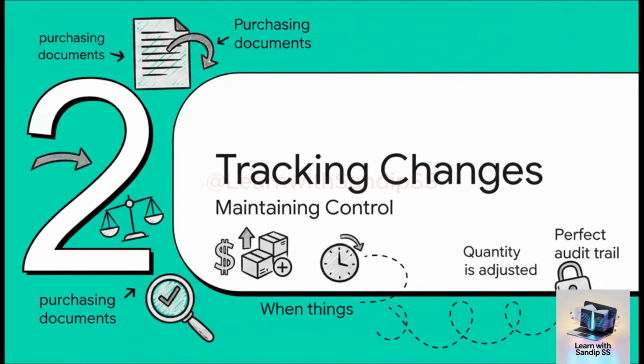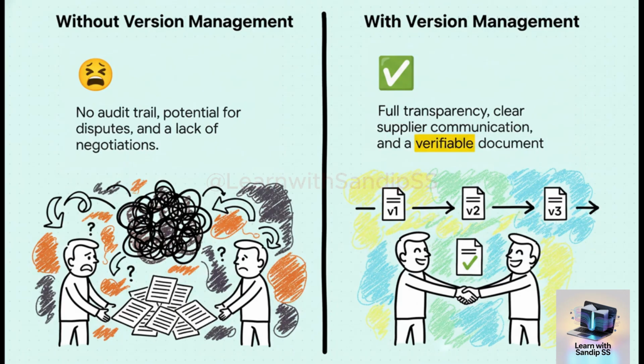Okay, so your purchasing documents are now being created automatically. That's great. But, in the real world, things change, right? A price gets updated, a quantity gets adjusted. So how do we manage all that? Well, this leads us to our next critical topic, maintaining control and having a perfect audit trail. This slide just illustrates the difference perfectly. Without version management, you're honestly flying blind. There's no clear history, which can easily lead to supplier disputes and really risky negotiations. But the moment you switch it on, you get full transparency, a verifiable history, and you can make data-backed decisions. The contrast is really like night and day.